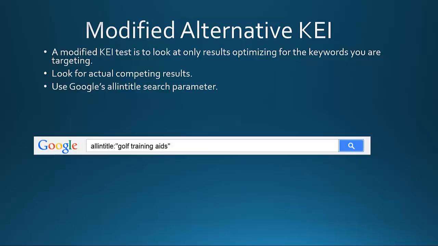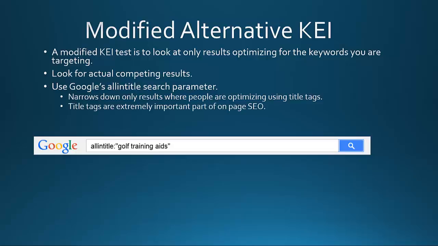Use Google's all-in-title search parameter when going through this. This narrows down results to only those where people are optimizing using title tags. Title tags are extremely important to SEO, an extremely important part of on-page SEO. The title tag is basically any search result that shows up for whatever phrase, in this case golf training aids. The blue underlined link that you're going to see within the organic search results is all pulled from the title tag. Most of the time, the websites that rank there have the keyword phrase somewhere in their title tag.